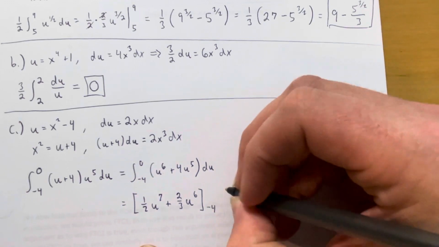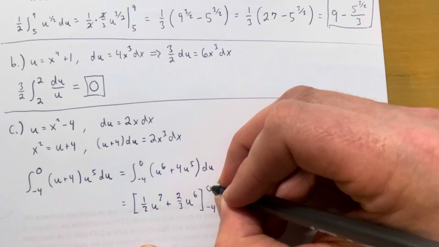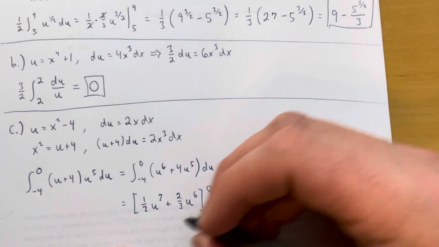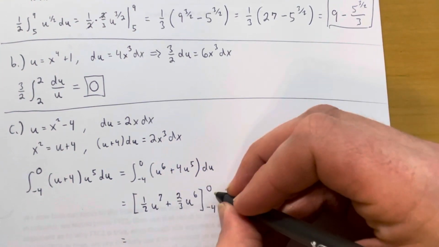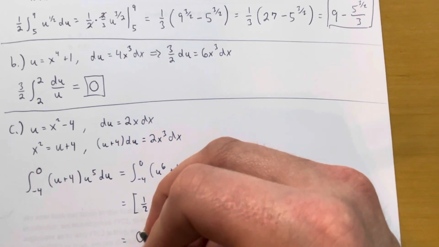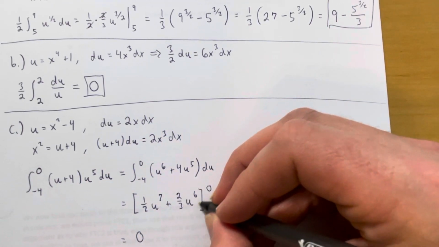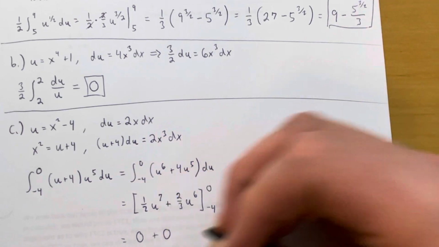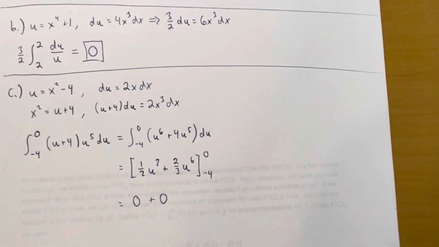We go from negative 4 to 0. Okay? Now I plug in these values. So 1/2 times 0 to the 7th power is 0, plus 2/3 times 0 to the 6th power is still just 0. If you haven't noticed yet, we like it when zeros show up in our limits of integration. It makes life easier. Okay?